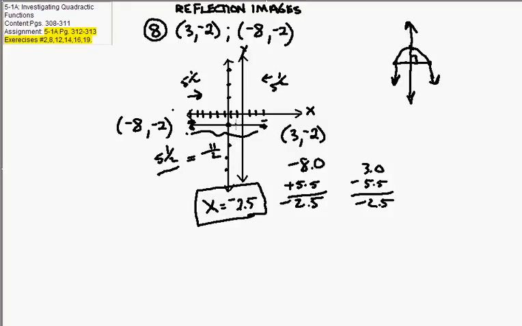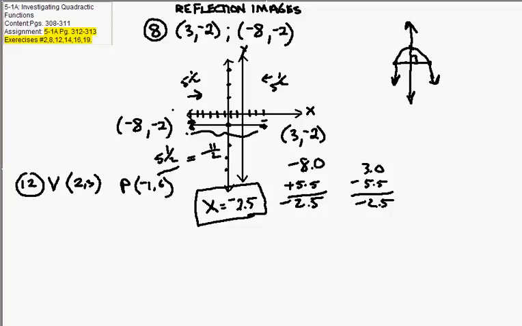Number 12. Here they're giving you the vertex. Let's do number 12 real quickly. Here they give you the vertex of being (2, 3), and one of the points being (-1, 6).